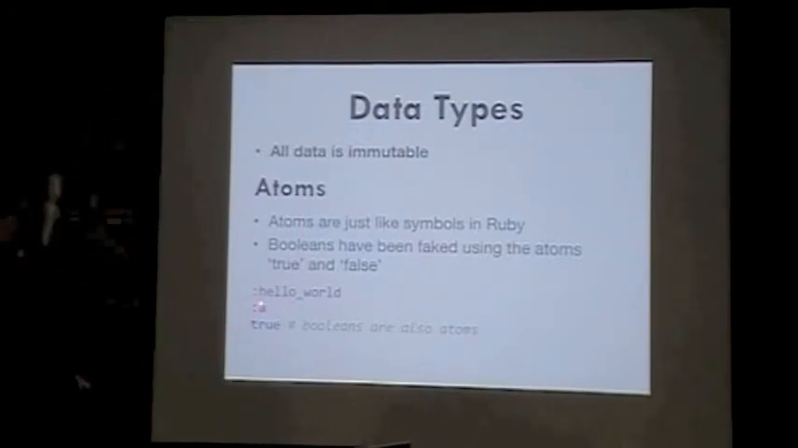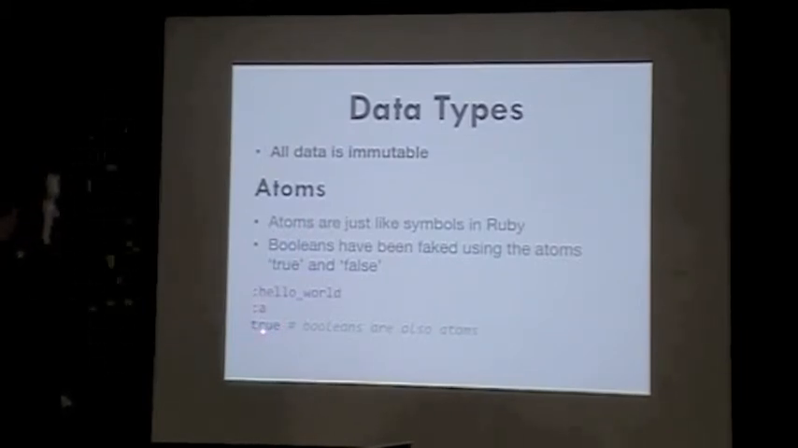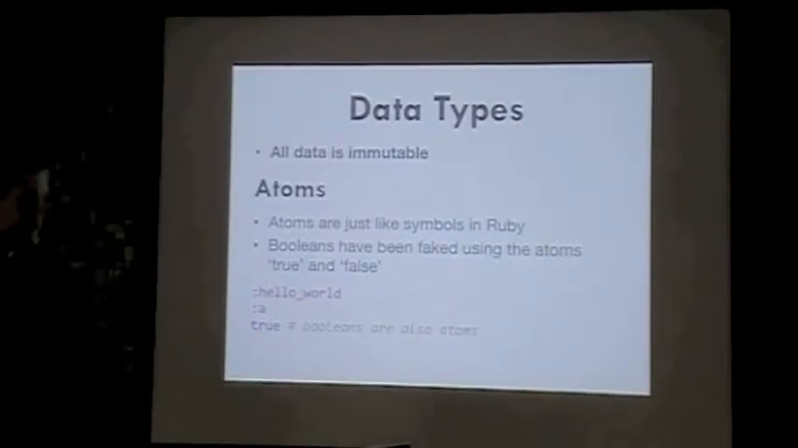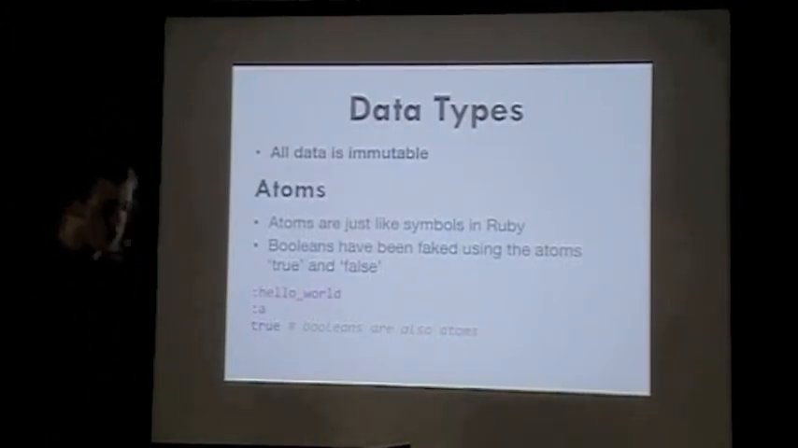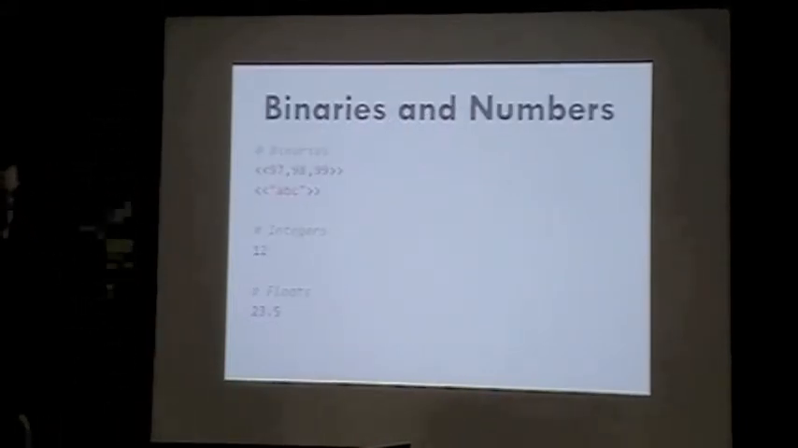They look like that. So we have an atom called hello world, or an atom called A, and there's also booleans, which are actually atoms underneath. So in Erlang, this is actually represented as an atom as well. In Elixir, they add some stuff over top of it to make it actually look like a boolean. You can do all the stuff you would with booleans on that. There's also binaries and numbers. So very simple, integers and floats.